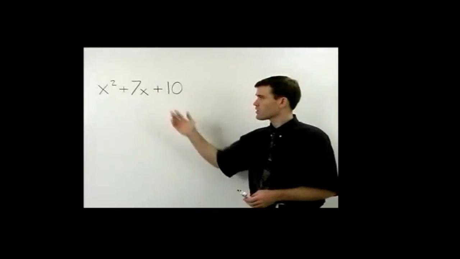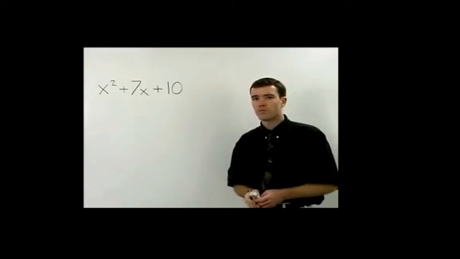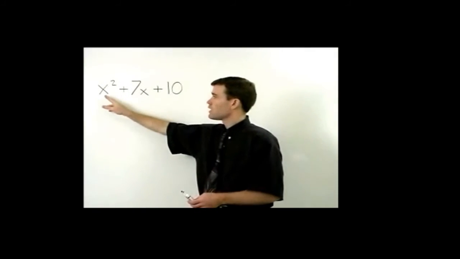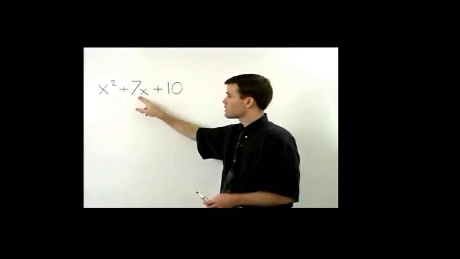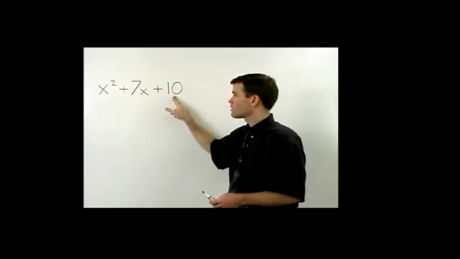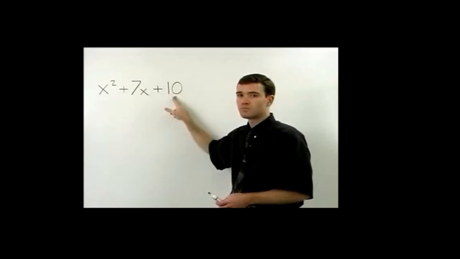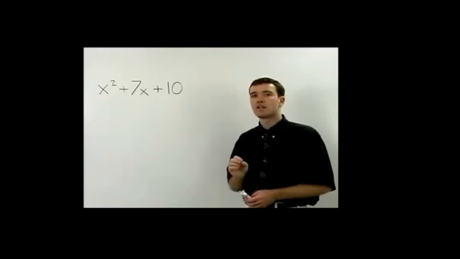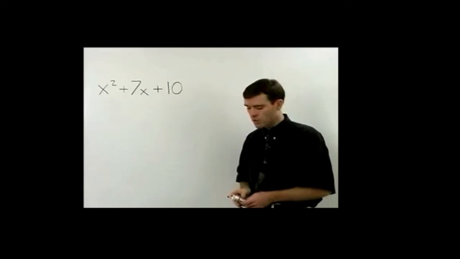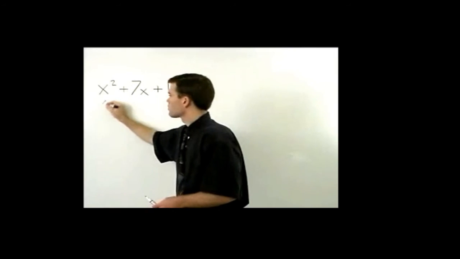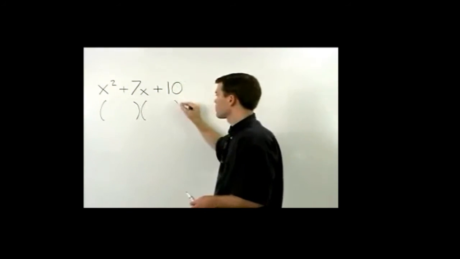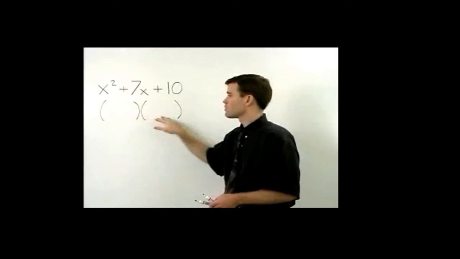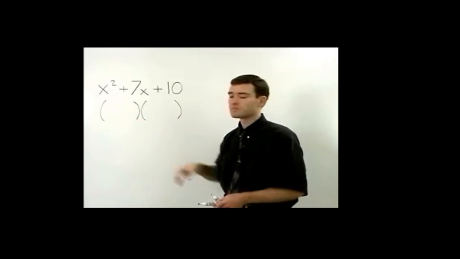However, the trinomial that you see is in a special form that can be factored in a new way. The first term has an x squared. The second term has an x, and the third term is a constant term. When a trinomial is in this form, it can be factored as the product of two binomials. In other words, we're going to set up two sets of parentheses, and within each set of parentheses will be the two terms that compose each binomial.